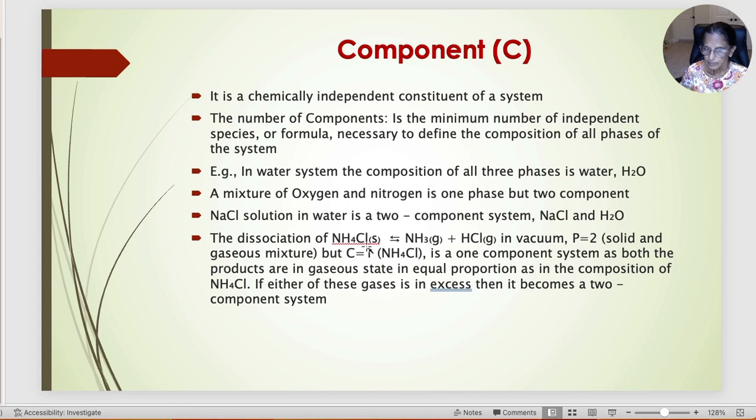The dissociation of ammonium chloride solid, sublimation of ammonium chloride solid into ammonia gas and HCl gas in vacuum is a special case. Here phases are 2, solid and gaseous mixture, but component is only 1 because ammonia gas and HCl gas are in the same proportion as in ammonium chloride. So single formula ammonium chloride is enough to describe the gaseous mixture as well as the solid phase of ammonium chloride. But if either of these gases is in excess than the other, then it becomes a two component system.